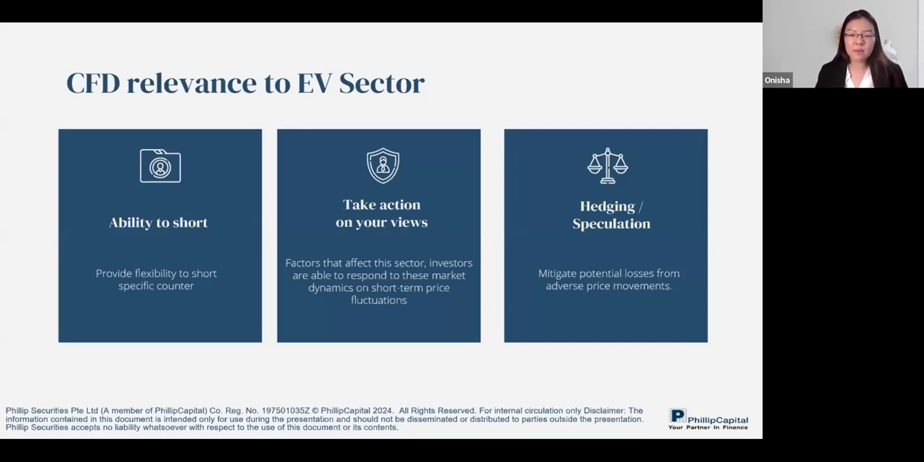So CFD actually provides a flexible platform for investors to respond to these market dynamics and capitalize on short-term price fluctuations. So the last and foremost is hedging or speculation. It can be used as part of your hedging strategy for some investors or traders for their exposure to EV equity. So let's say you already have Tesla or BYD shares. How do you want to hedge? You can actually use CFD to do that, by taking offsetting positions in CFD. This can help you to mitigate losses from adverse price movement in your equity holdings.